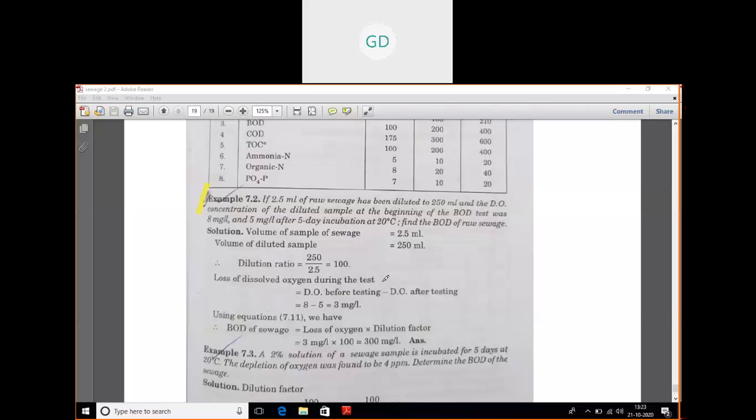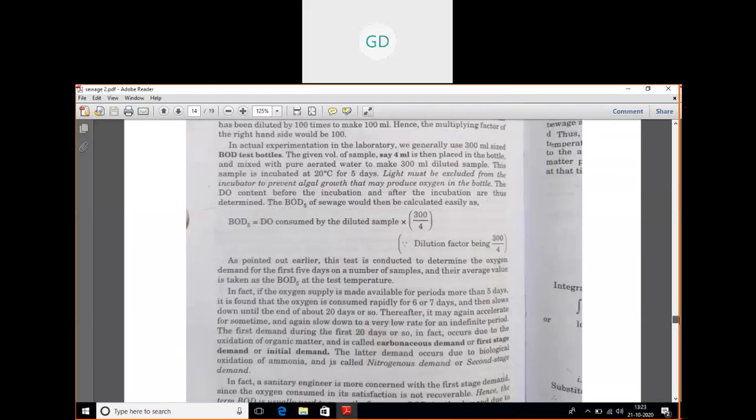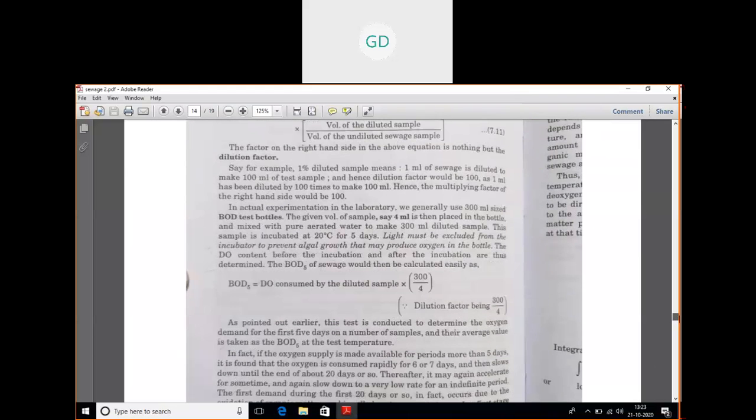So I hope the numerical is clear to you. It's a very simple one. So let's go back to our discussion. Now you are clear, it is clear to you about the dilution factor.